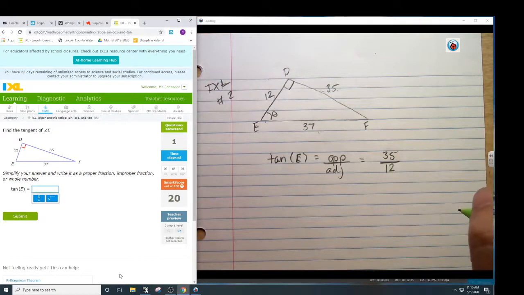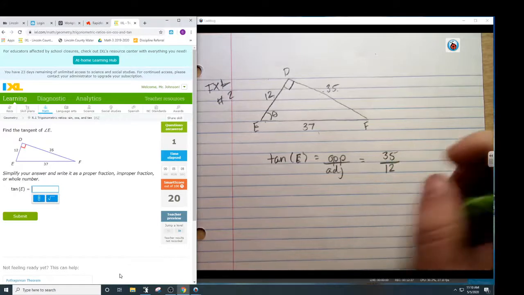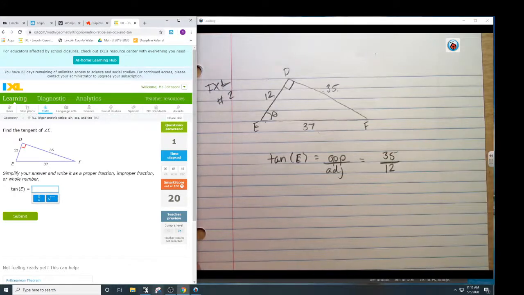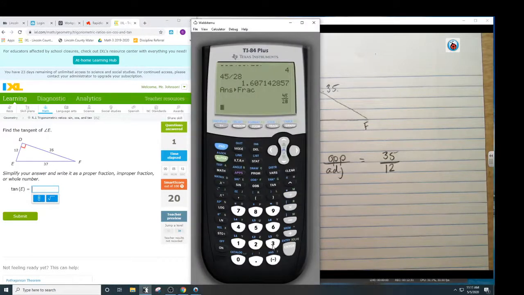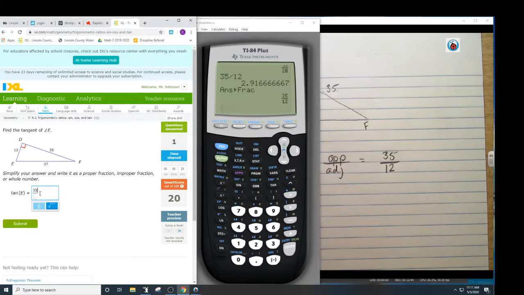Now there's your ratio. Put it in your calculator and see if it'll reduce. 35 over 12. Math, enter. That will not reduce. So we're going to do 35 over 12.